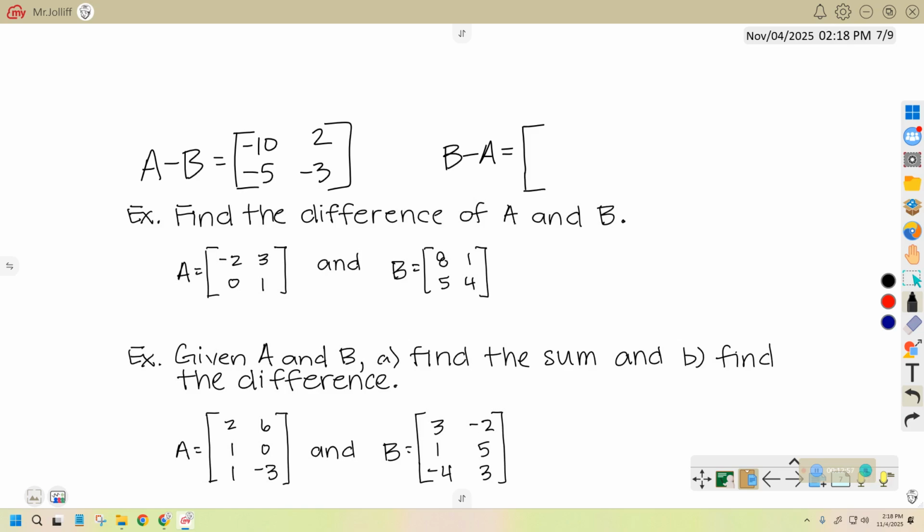Give you about 60 seconds. I'm going to call on somebody to give me the answer. B minus A. Oh, B is in negative, but now A is in negative. Correct.